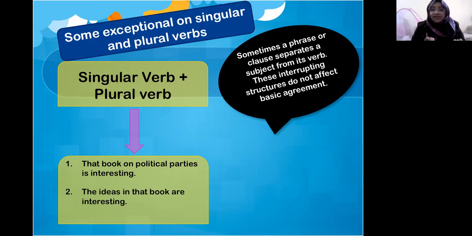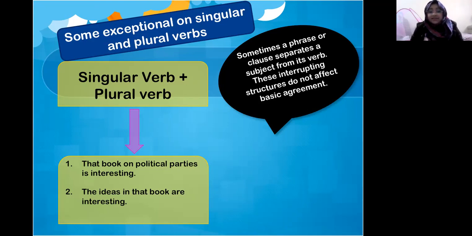So when a phrase is separated from the verb by a clause, like that book on the parties, this is one dependent clause, and then we have another clause, is interesting, with the verb. So this particular clause with the noun phrase having its adjective phrase is singular. We are talking about one book. Okay, so here we will use the verb is, a singular verb.